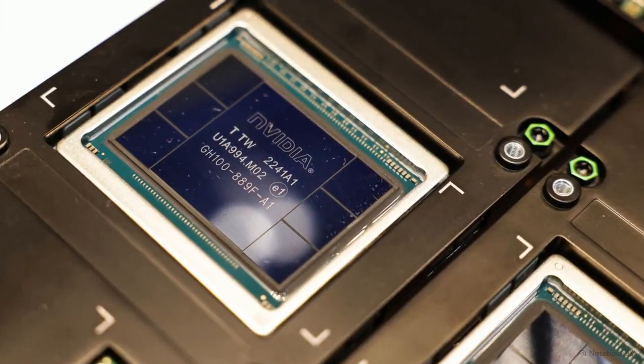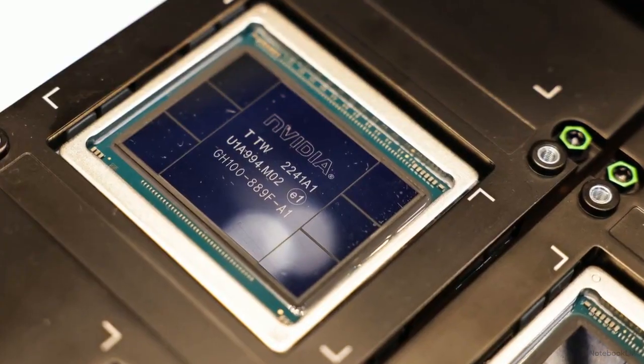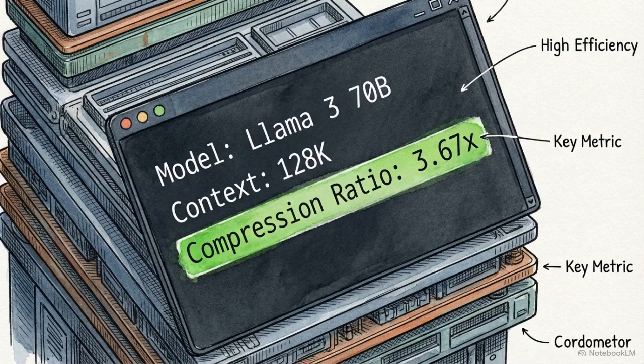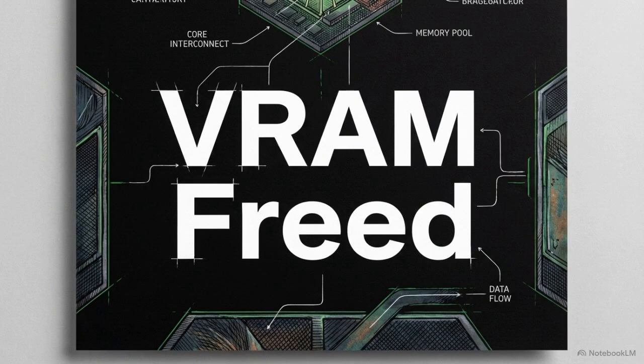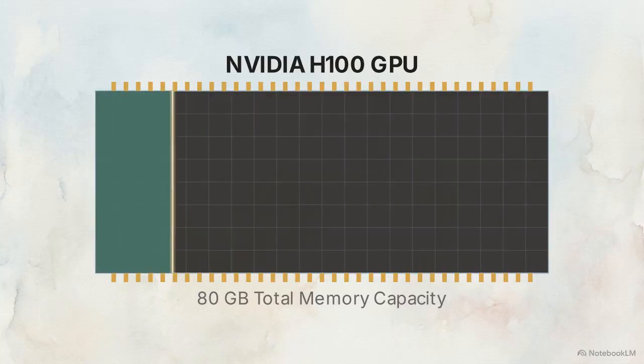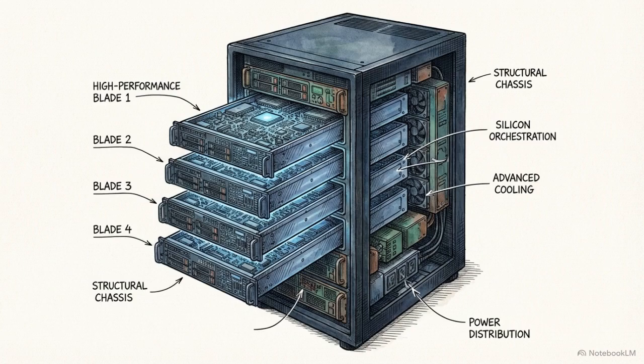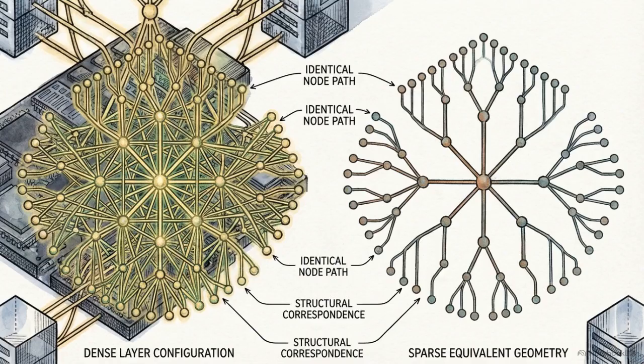The system was benchmarked on an NVIDIA H100 GPU to measure its impact on large-scale model serving. Testing on Llama 3 70B with a 128K context window showed a deterministic compression ratio of 3.67 to 1. This ratio results in 30.5 gigabytes of VRAM saved for every user session. This effectively frees up 38% of an H100's total memory capacity. These savings allow a single GPU to host 3 to 4 times more concurrent sessions at full context length. The compression is achieved while maintaining the model's attention patterns and overall fidelity.